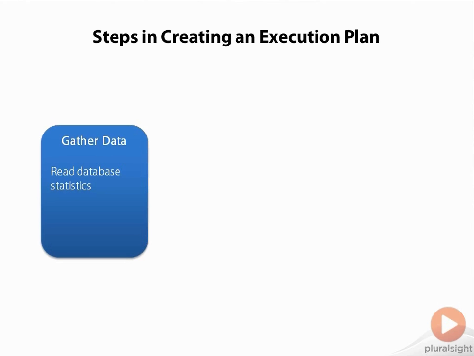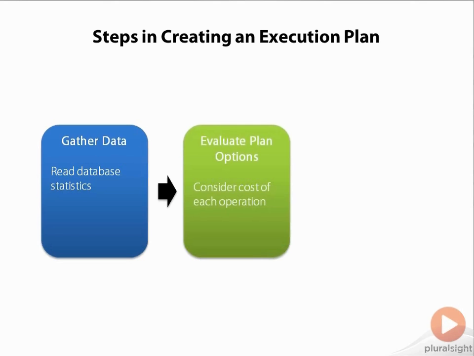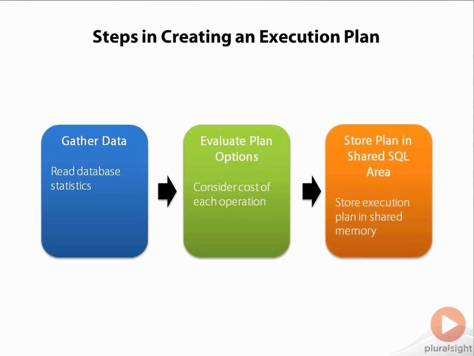Then, the optimizer takes all of this data and evaluates all of the ways in which the SQL statement could be performed. This part of the process includes evaluating database statistics in order to make decisions about if an index should be used, how to perform any join operations, and what order the tables should be joined in. The final phase is to take the most efficient plan and store it in an area of shared memory known as the Shared SQL Area.